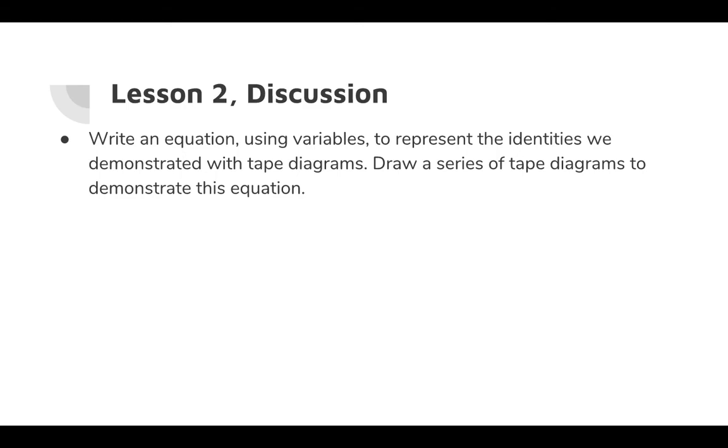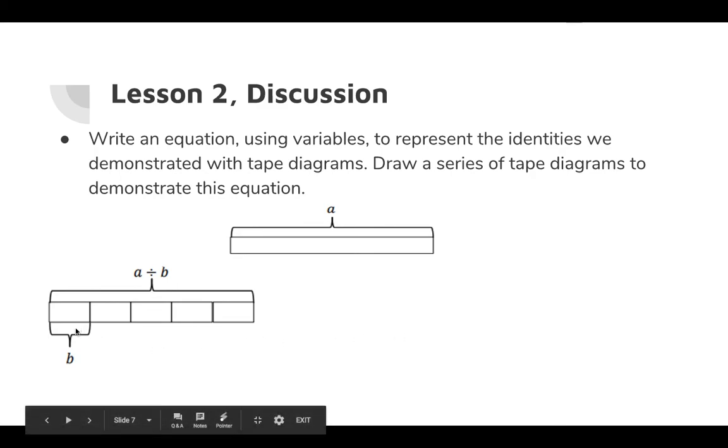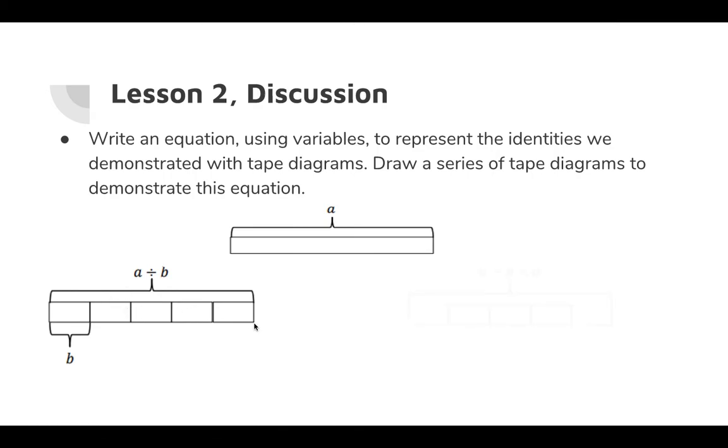Now we're going to write an equation using variables to represent the identities we demonstrated with a tape diagram. So draw a series of tape diagrams to demonstrate this equation. We started off with A. Earlier we started with 9. Now we're just going to call it A because it can be any size. We're going to divide it by B. So one section here is B, and we're going to divide all those boxes by B.